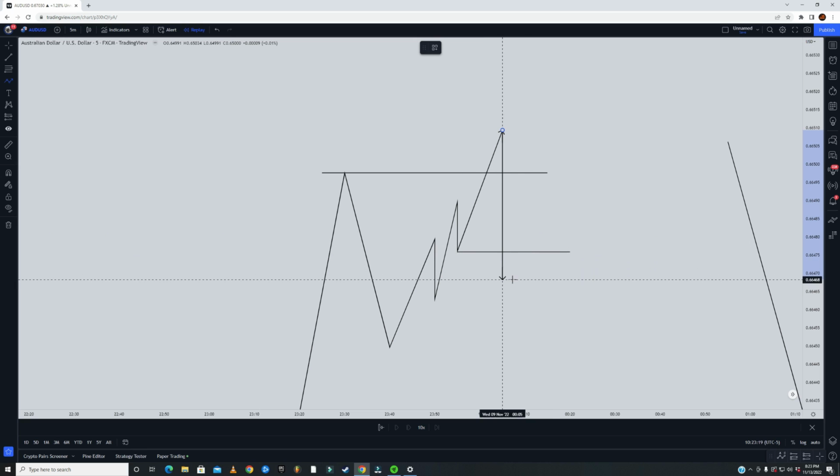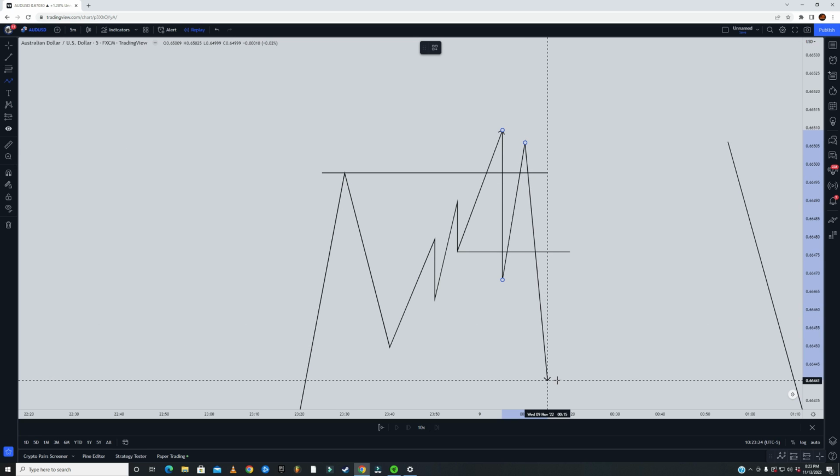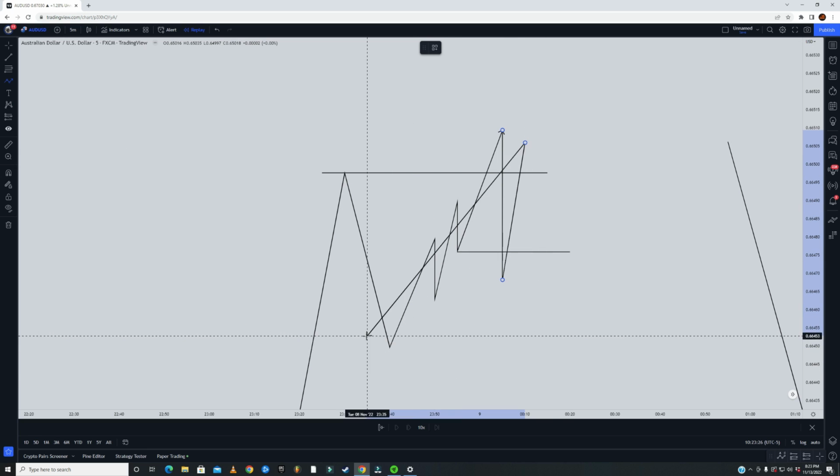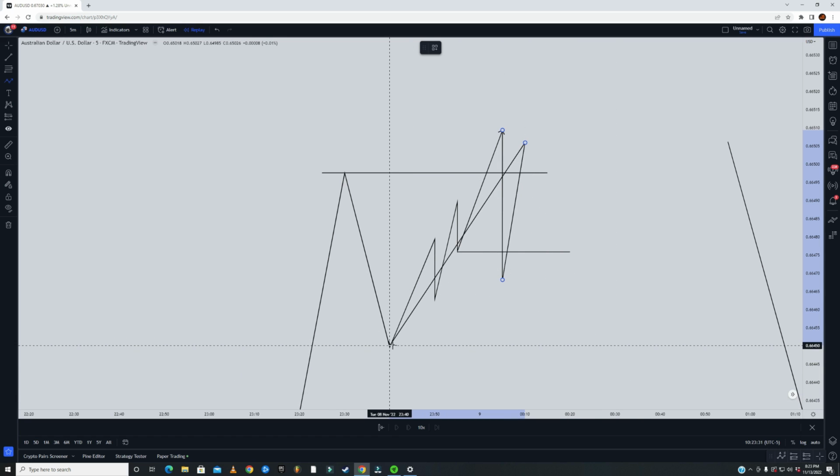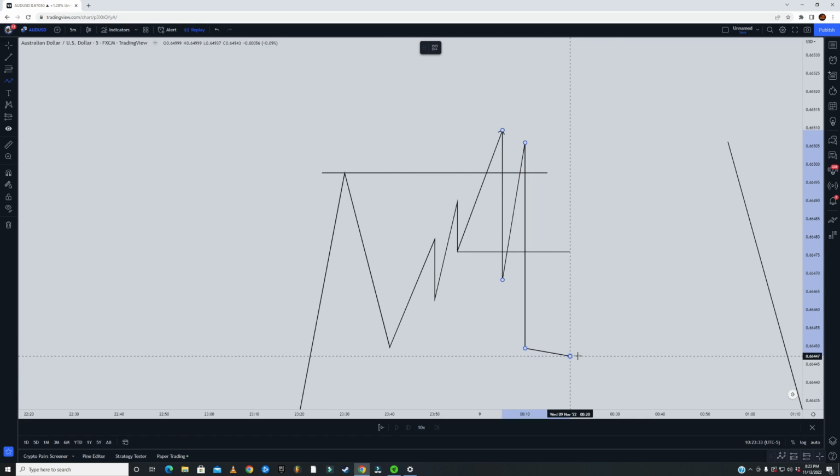So we wait for market structure shift, and we take our entry from the extreme fair value gap, and boom, we target the low of the B leg. This is our target level. We do not chase the price lower, we just target this level. So this would be your take profit level.